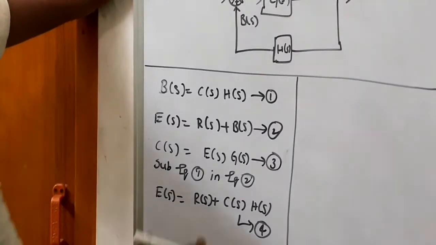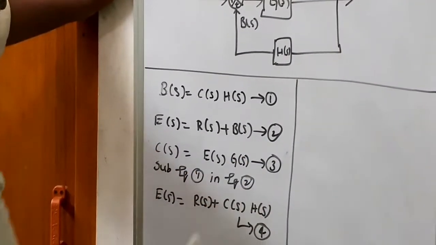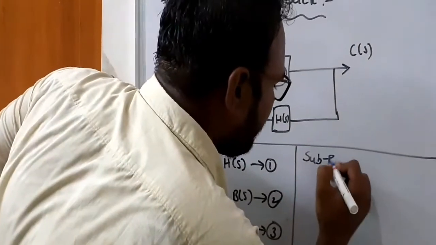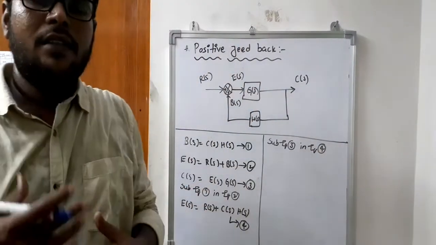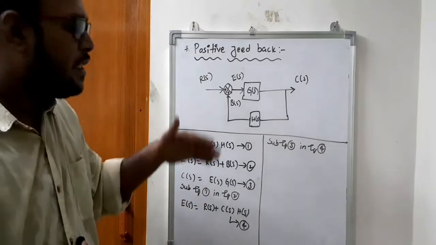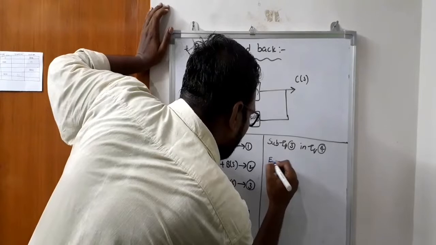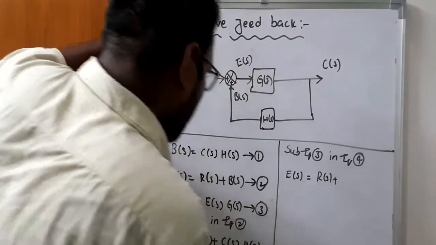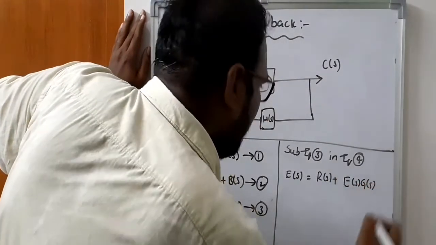Now this is equation 3, so we have C of S equals E of S into G of S. Now substitute equation 3 in equation 4. We can use the same mechanism that we used in the negative feedback in the positive feedback. So E of S is equal to R of S plus, what is the value of C of S? E of S into G of S into H of S.